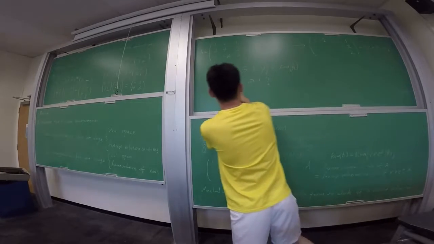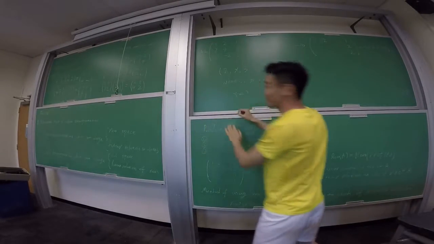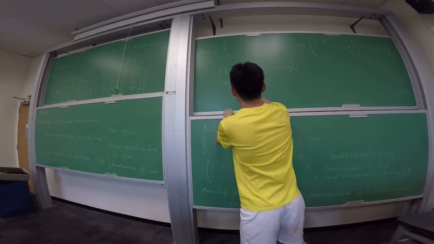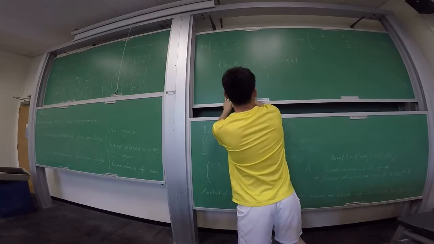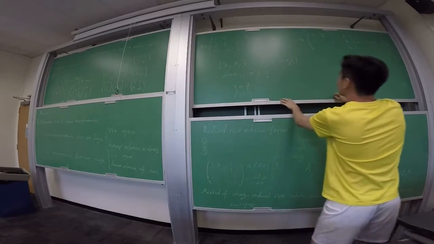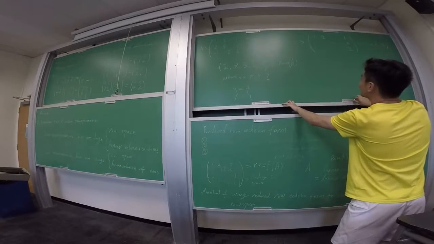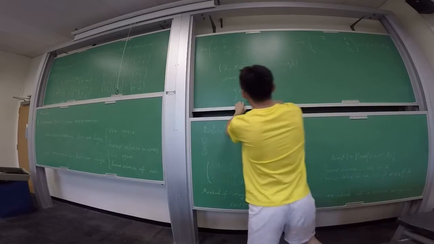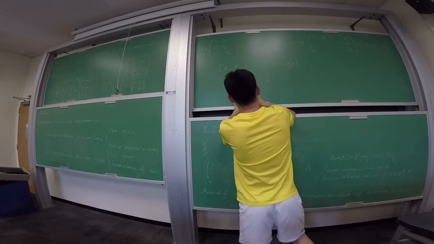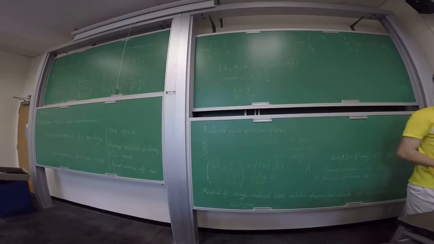So what is x? 4. Okay. So what is y? Let me see: 2 plus 6 plus 2. Okay, yeah. Y is 10. Okay, so how do we know that?